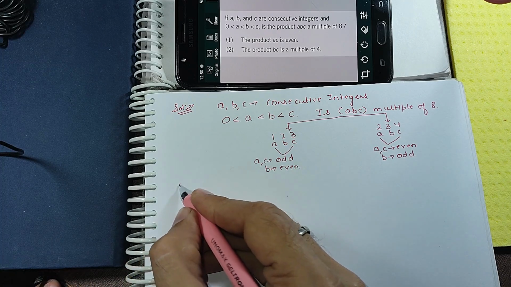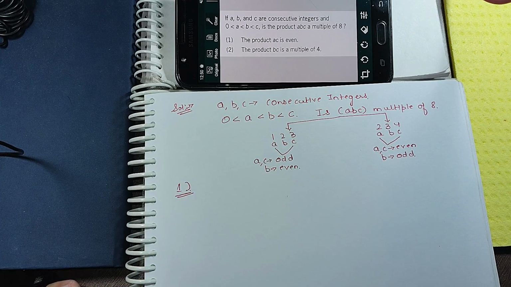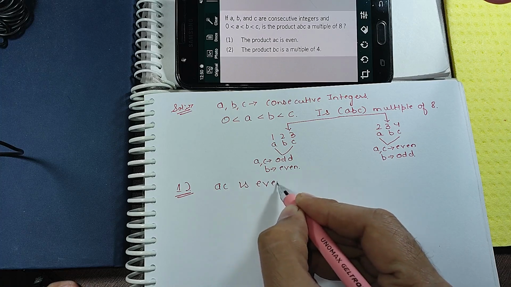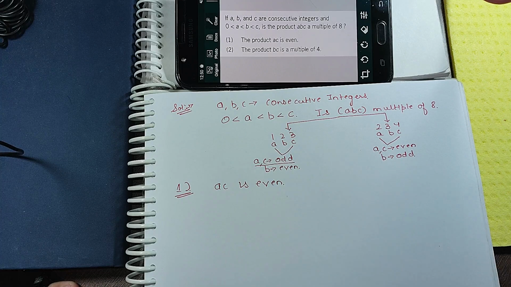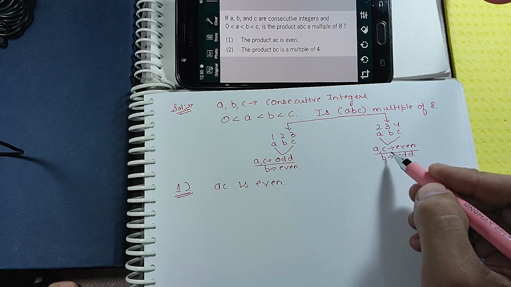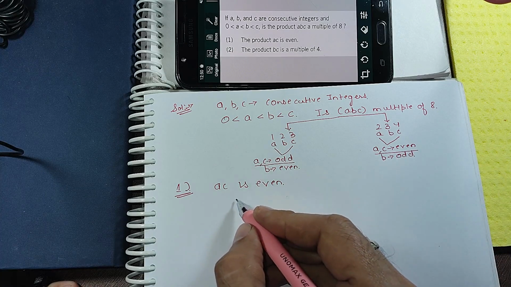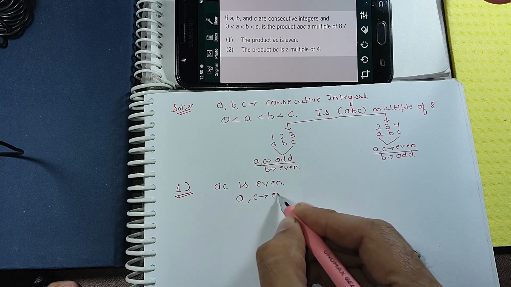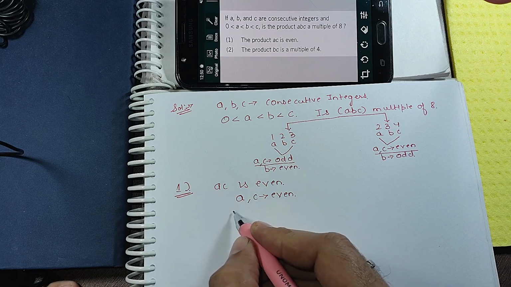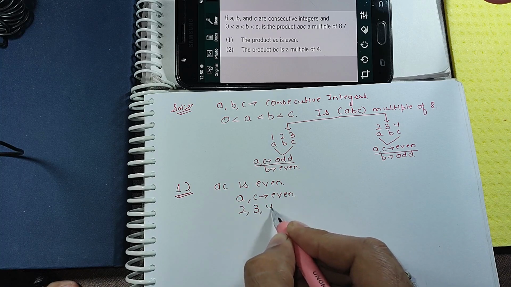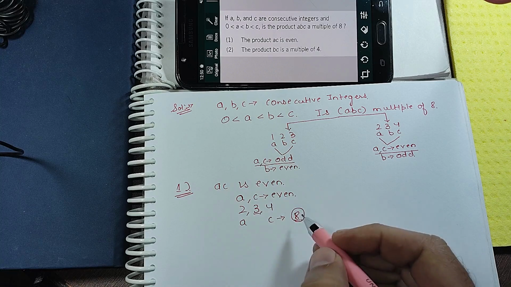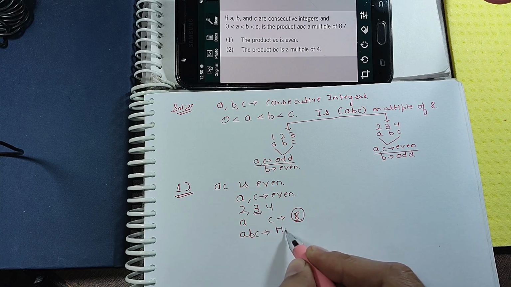Now with this information we will move to statement 1. The product AC is even. So what does that mean? Can this be possible when A and C are odd? No. Only if the first and last are even is it possible. So we can say that A as well as C are even. Now we have chosen the smallest integers which are even. Let us suppose it to be 2, 3, 4, then A multiplied by C is equal to 8. And whatever be the value of B, ABC has to be a multiple of 8.